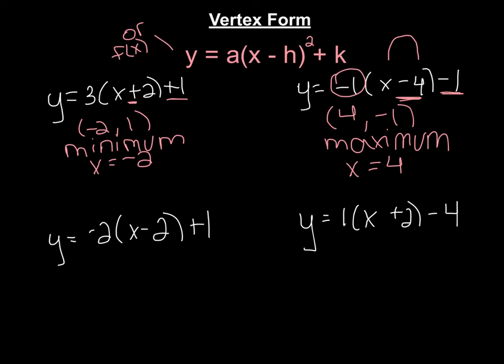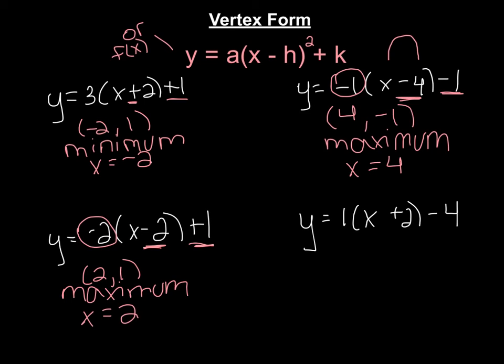In the example here, you can see that the -2, it matches the formula, so it's a +2, matches the formula, so it's a +1. A is -2, which means the parabola is opening downwards, so this is my maximum. And the equation for the axis of symmetry would be x equals that +2.